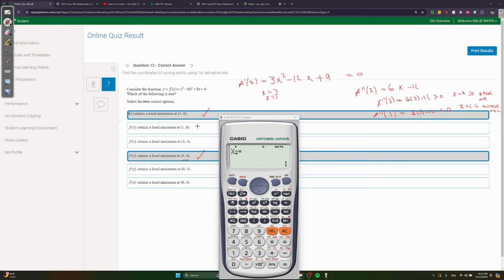Of course, they don't really care about the y, they're mainly asking about the x, whether it's a minimum or maximum. So if they ask you, obviously, if it was written, you need to find the full point x comma y. Okay.